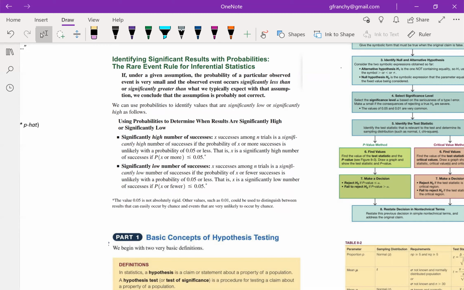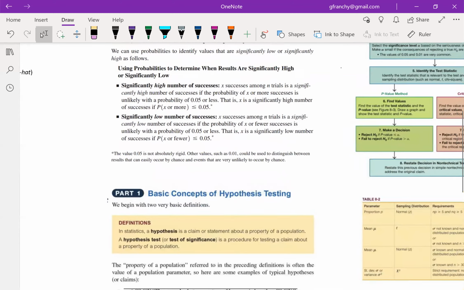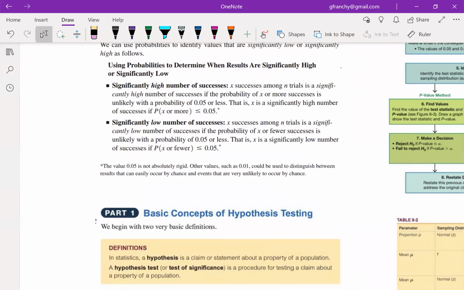And again, they gave us these rules here for determining what was significantly high and significantly low, and that was probabilities less than or equal to 5%, although at this point they went ahead and told us that we may see other values. But again, low probability equals significance. We get low probability when our sample result is far from what we expect. And so we've been building through this entire class for this moment, for hypothesis testing.